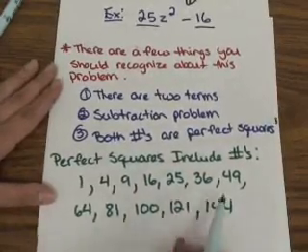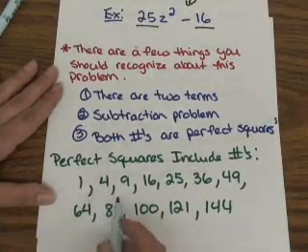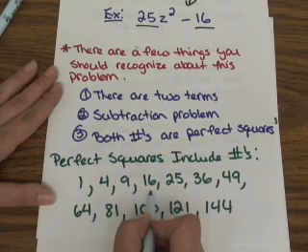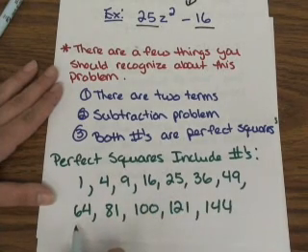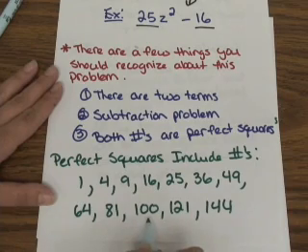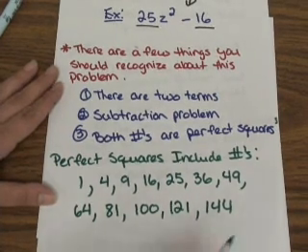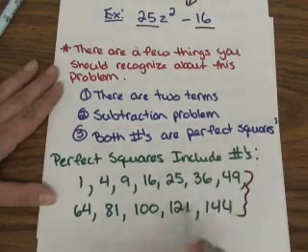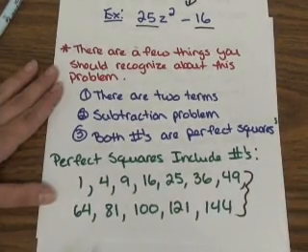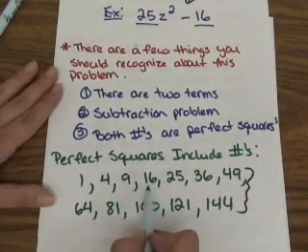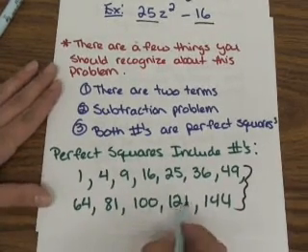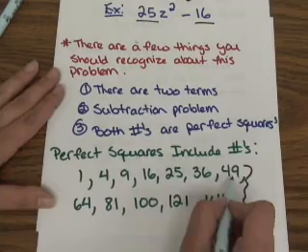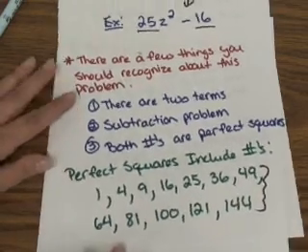Perfect squares include numbers like 1, 4, 9, 16, 25, 36, 49, 64, 81, 100, 121, and 144. These are all perfect squares because you can find their square roots. For example, the square root of 16 is 4, the square root of 121 is 11, and the square root of 49 is 7. That's what makes all of these perfect squares.